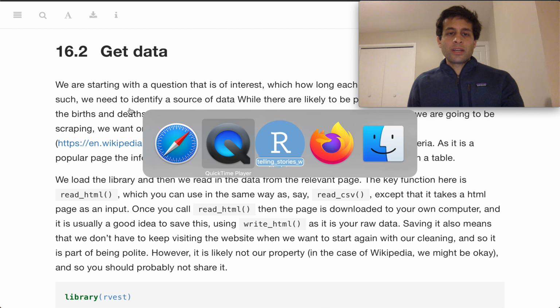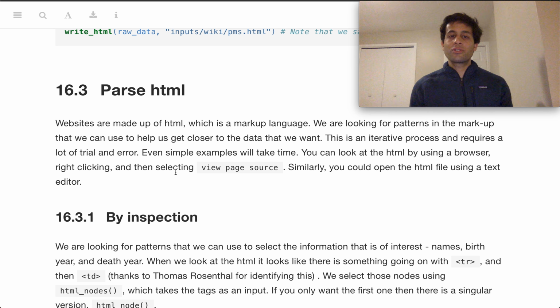So now that we have the HTML text, we need to go through it and try to find the data that we are interested in. And the way that we're going to do this is we're going to parse the HTML. So parse, P-A-R-S-E.